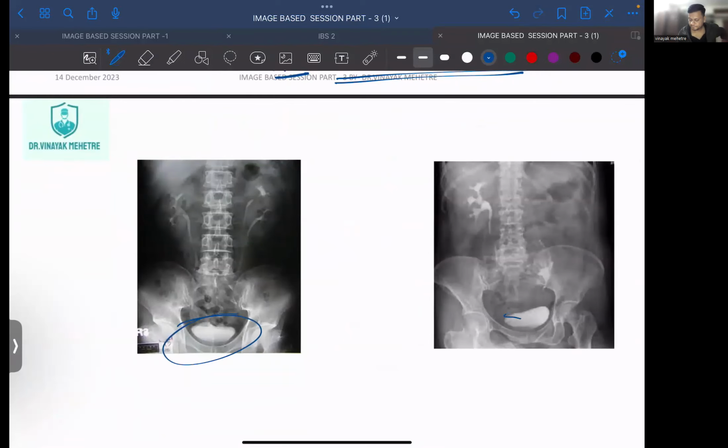What is this? Anyone? No one? This is urine. Okay. Whenever we are doing X-ray of kidney, we will insert a dye. Urethrogram इसी को बोलते हैं. This is urine. Okay. What is the deformity which you are seeing in the X-ray? First X-ray. Try to tell.